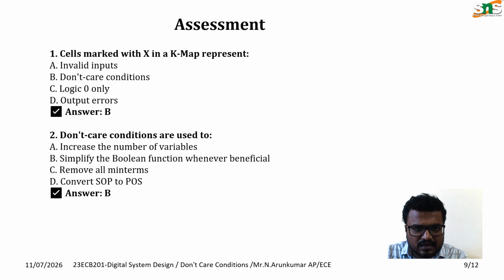Assessments. The cells marked with X in the K-map represent: invalid inputs, don't care conditions, logic 0 only, or output errors. The answer is don't care conditions. And next one: don't care conditions are used to increase the number of variables, simplify the Boolean functions wherever beneficial, remove all the minterms, or convert SOP to POS. The answer is to simplify the Boolean function; wherever possible, we can use this term.